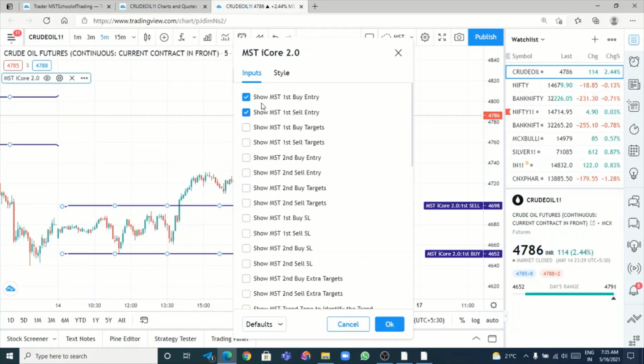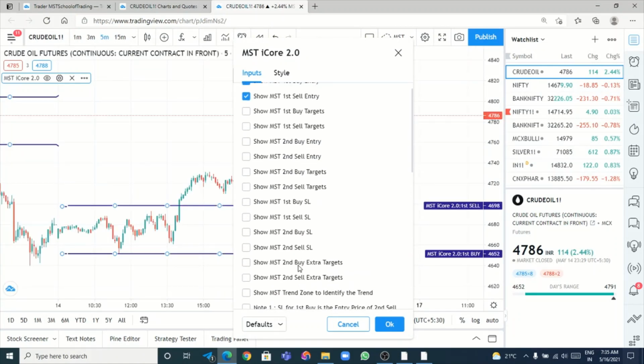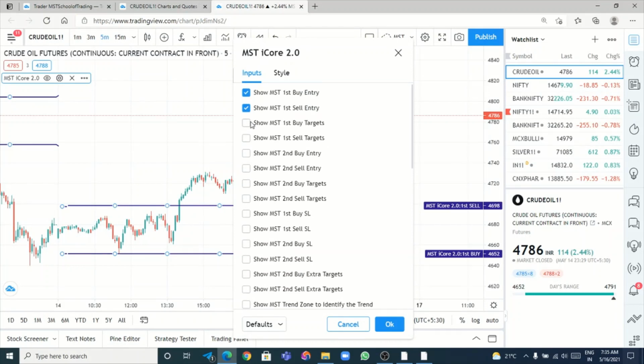By default, it will be enabled. Then first buy targets, then first sell targets. Then second buy targets, then second sell targets. Then first buy SL, first sell SL, second buy SL and second sell SL. So there are 14 to 15 points. By default, these two will be enabled: first buy entry and first sell entry. Then we have to enable the others once buy or sell is activated.